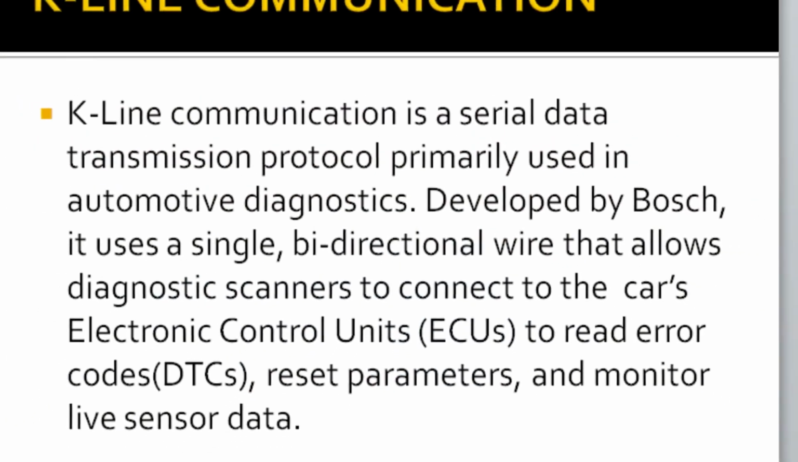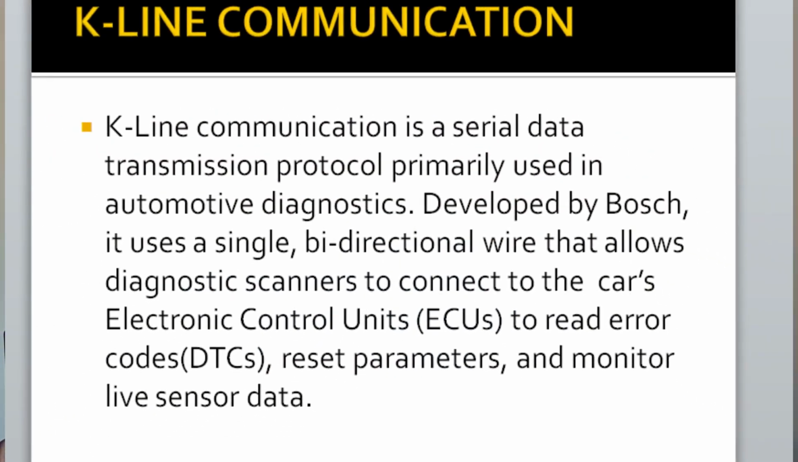So K-line communication is a serial data transmission protocol primarily used in automotive diagnostics. It was developed by Bosch and uses a single bidirectional wire that allows diagnostic scanners to connect to the car's electronic control units in order to read error codes or DTCs, which stands for diagnostic trouble codes, reset parameters, and monitor live sensor data. Now let me make this clear from the very beginning.